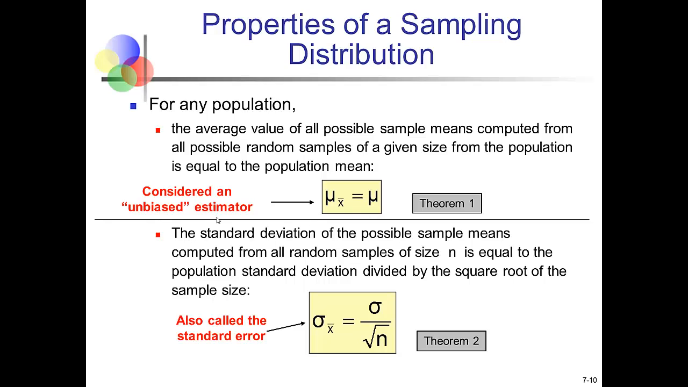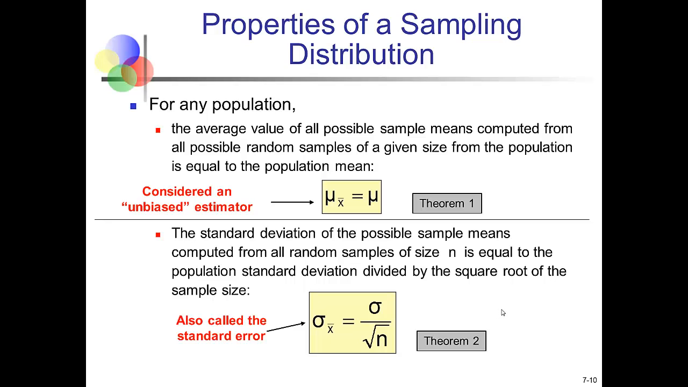unbiased estimator. Also, for any population, the standard deviation of all possible sample means computed from all random samples of some particular size is equal to the population standard deviation divided by the square root of the sample size. So we see here the standard deviation of all of those sample means is equal to the population standard deviation divided by the square root of the sample size. That's theorem 2. Theorem 3 really says that theorems 1 and 2 apply to the normal distribution.